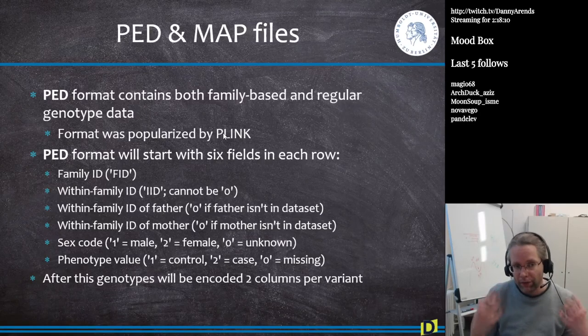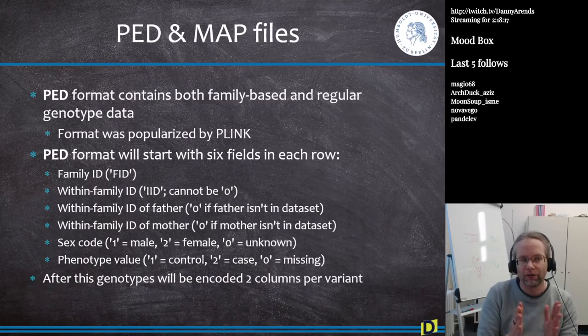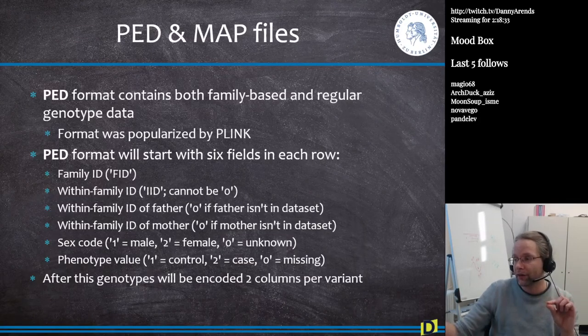Furthermore, we have PED and MAP files. So the PED format contains both family-based and regular genotype data. So if we have a PED file, the format was invented by Plink, then the PED file is again a tab-separated file, and it will start with 6 fields before each row, right? So, and it annotates for each marker that we have for the genome.